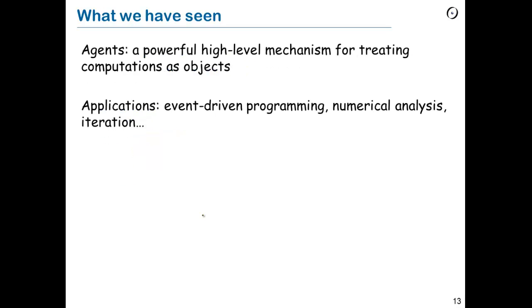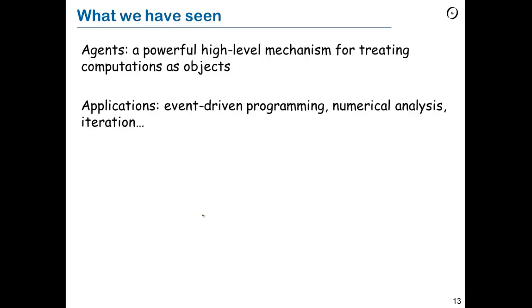So what we've seen in this segment is the notion of agent, a powerful high-level mechanism for treating computations as objects. We look at routines, which are computations, which describe computations, and we treat them as objects so that we can play all kinds of games with them. We can put them, for example, in data structures, such as arrays or lists or tables. And there are lots of applications. We saw 3 of these applications, and it's really remarkable how different they are and how versatile the agent mechanism is that enables us to use the same techniques in all these different areas.